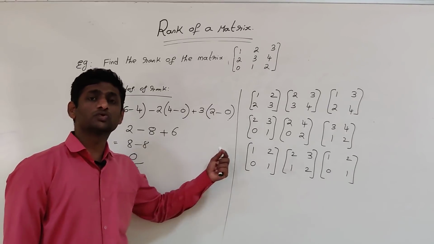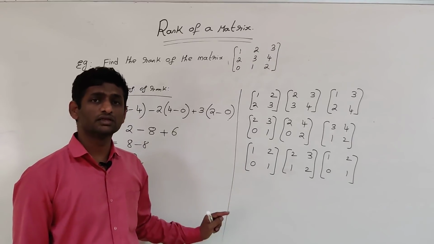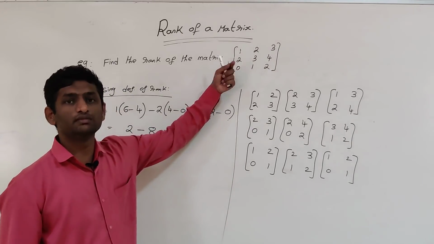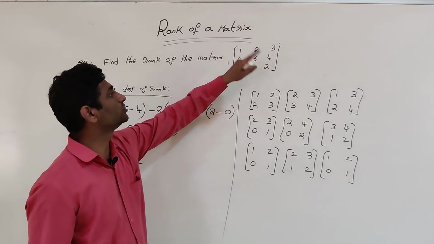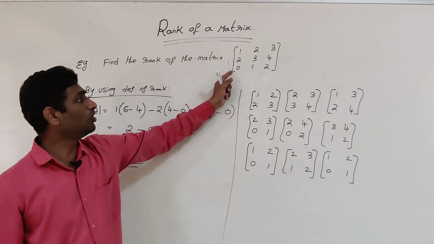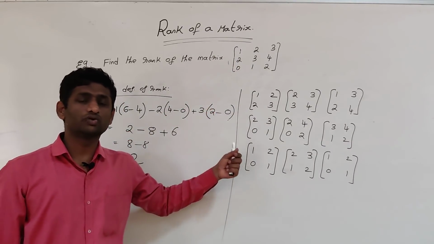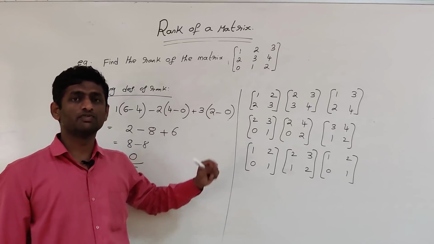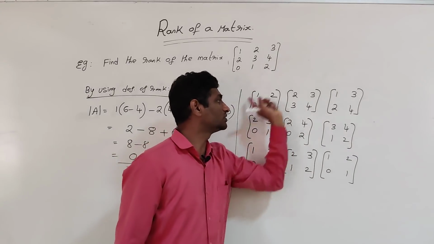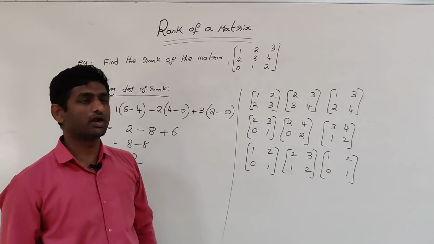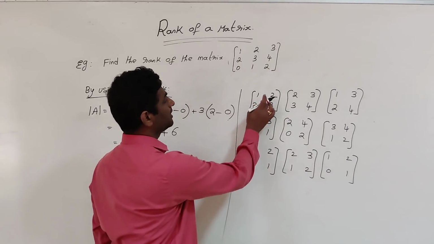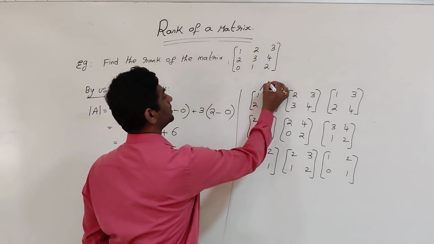And what are the square submatrices of order 1? Each and every element, that is 1, 2, 3, 2, 3, 4, 0, 1, 2. And we have to find the determinants, to see whether the 2 by 2s are singular or non-singular. So what is the determinant? 3 minus 4, which is non-singular.